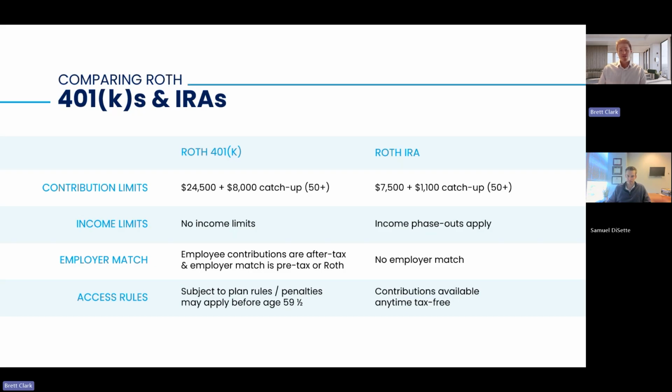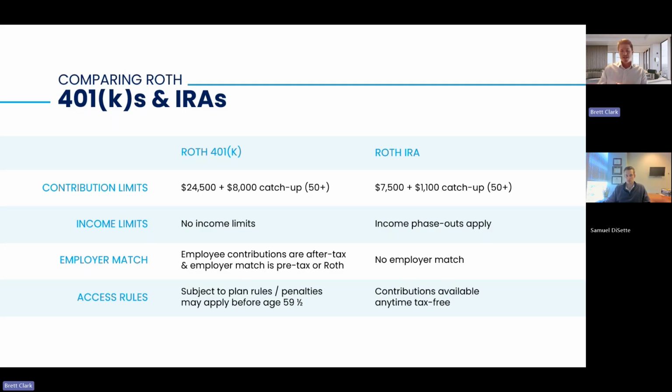Access to your money in these accounts also works differently. Roth 401ks are subject to your plan's rules, and withdrawals before age 59 and a half may trigger taxes and a 10% penalty. With a Roth IRA, your contributions can be accessed at any time tax-free, which gives you much more flexibility. So let's say you have $10,000 worth of contributions in your Roth IRA and gains of $2,000, so your total account balance is $12,000. You can still access that $10,000 worth of contributions at any time tax-free.